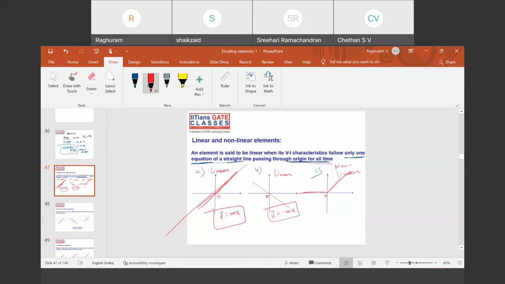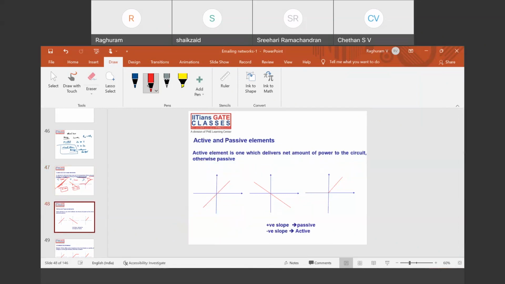Linear and non-linear. Examples of linear elements: resistor, inductor, capacitor. Non-linear: all the voltage and current sources, all the independent sources are non-linear elements, right? Remember what are linear and what are non-linear elements? All the sources, voltage source, current source, independent sources are all non-linear in nature because they don't follow VI characteristics as one straight line passing through origin for all time. You have to remember this: one equation of straight line passing through origin for all time.